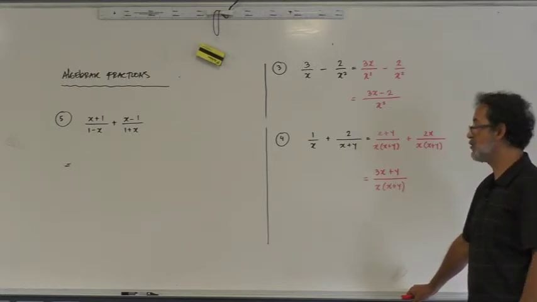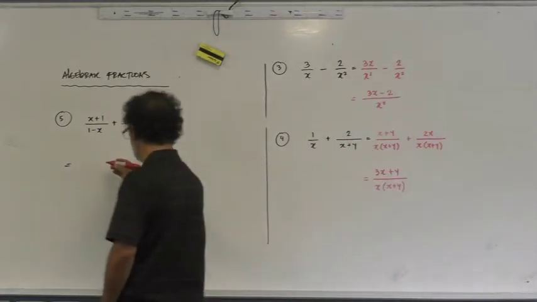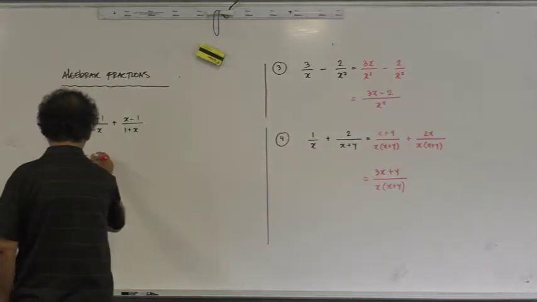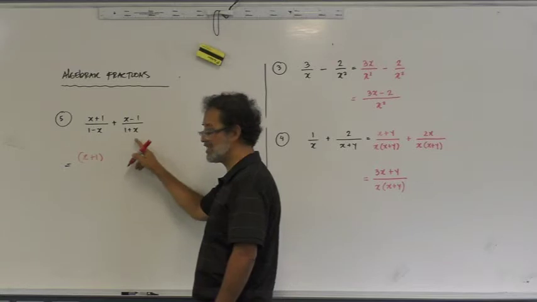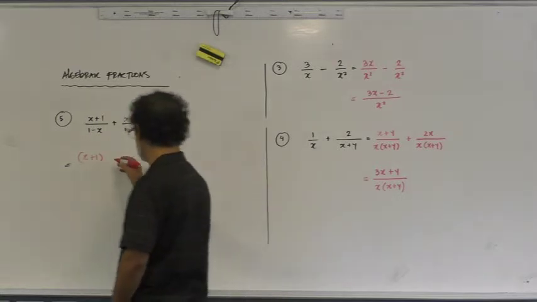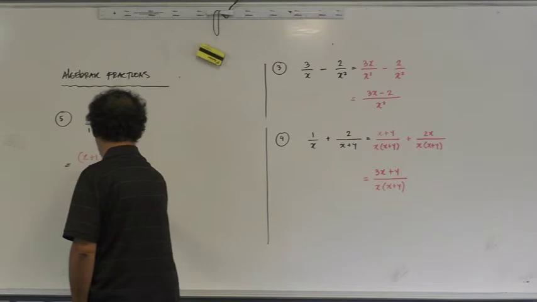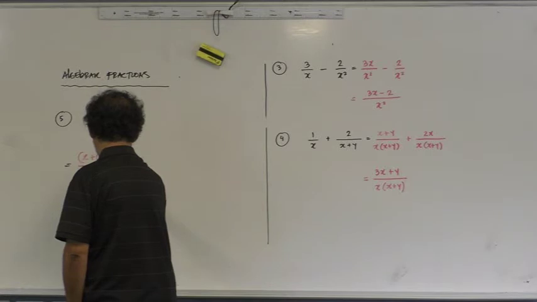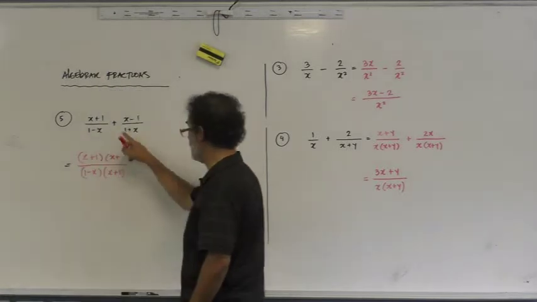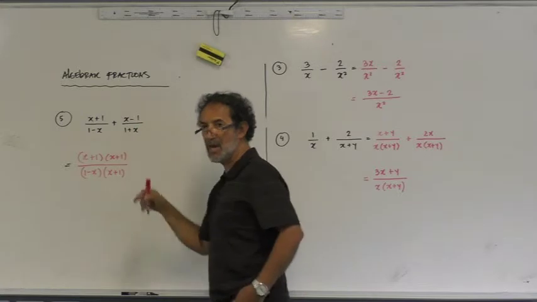So we are going to amplify the first fraction by 1 plus x, and then we are going to amplify the second one by 1 minus x. All right? Is that clear? Okay, so let's do it. So, x plus 1. I'm gonna multiply. Can you say that 1 plus x is the same as x plus 1? So I'm gonna put x plus 1. And then at the bottom, I'm gonna put 1 minus x, and then x plus 1.